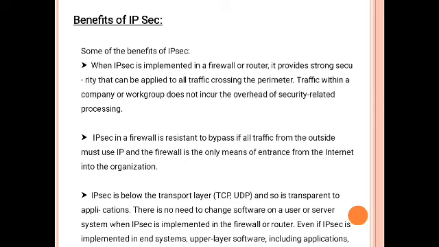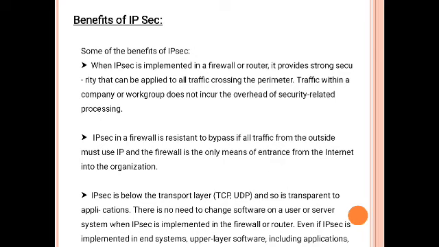Benefits of IP security. When IP security is implemented in a firewall or router, it provides strong security that can be applied to all the traffic crossing that perimeter. Traffic within a company or work group does not incur the overhead of security related processing. IP security in a firewall is resistant to bypass. All traffic from outside must use IP, and the firewall is the only means of entrance from the internet into the organization.